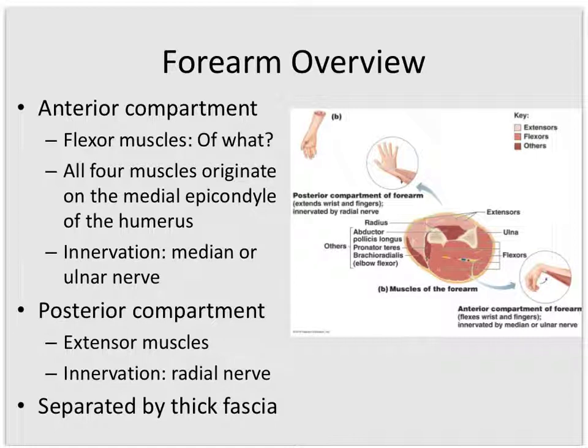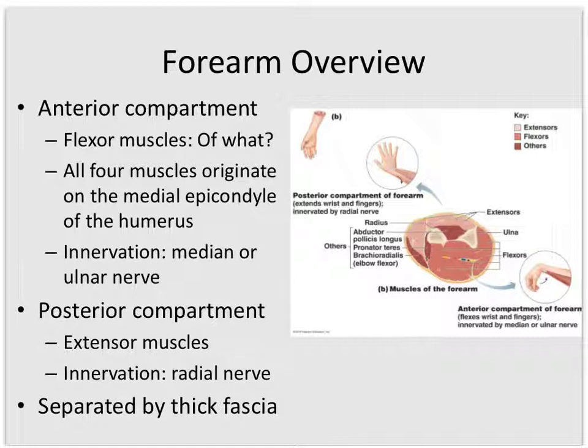We're going to start by looking at the forearm muscles. We went through the labeling on the last slide at the end of class on Wednesday, and now we're going to look at this slide, which is the forearm overview. All of the muscles in the anterior compartment are the flexor muscles. All four of them originate on the medial epicondyle of the humerus, which is an important thing to note and makes it easy, so you don't need to remember too many different origin sites.